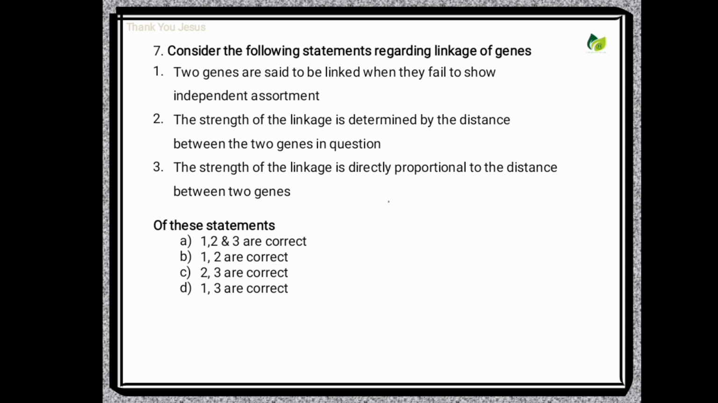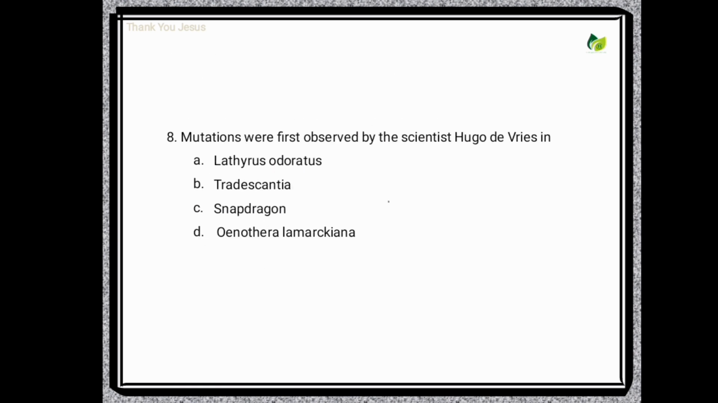1, 3 are correct. You have to remember linkage is a phenomenon where the closer genes of a chromosome inherit together intactly, which means they do not tend to separate during gamete formation. That's why they do not show independent assortment. So the correct answer is 1, 2 are correct. Let's see the next question.